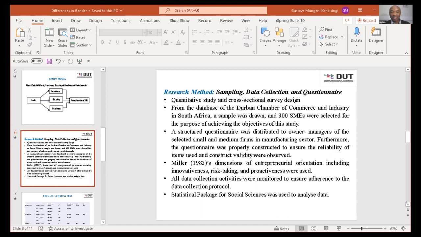A structured questionnaire was distributed to owner managers of small and medium enterprises. It is also important to indicate that the three dimensions developed by Miller are still validated by many researchers, so those are the same dimensions that we use in this study. All data collection activities were monitored to ensure adherence to the data collection protocol. The Statistical Package for the Social Sciences, SPSS, was used to analyze the data.